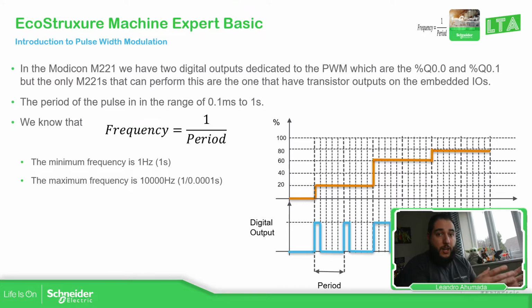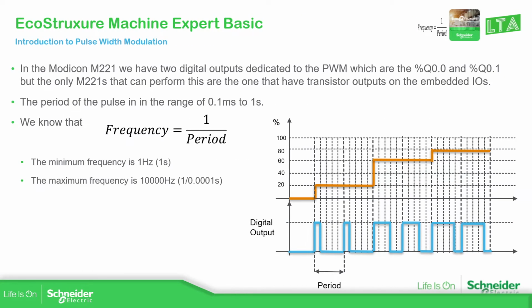we have some PLCs in the M221 range that allow us to use this PWM feature. They are the ones that have the letter T, for tango, at the end. That means transistor output. In all these kinds of PLCs, we have two digital outputs dedicated for this pulse width modulation, the outputs Q0.0 and Q0.1.